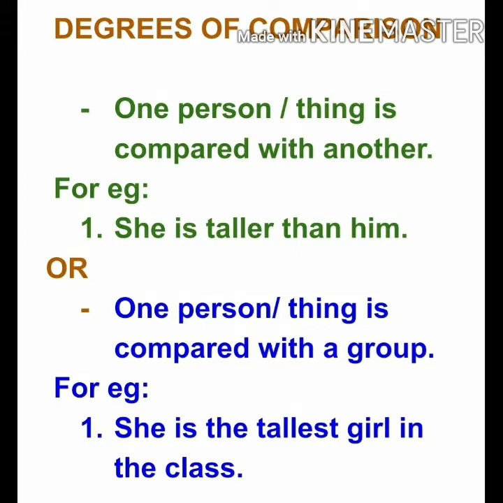In degrees of comparison, one person or one thing is compared with another. For example, she is taller than him. Here, the comparison is between her and him. Sometimes a person or a thing is compared with a group. For example, she is the tallest girl in the class. Here, the comparison is between a girl and the whole class.